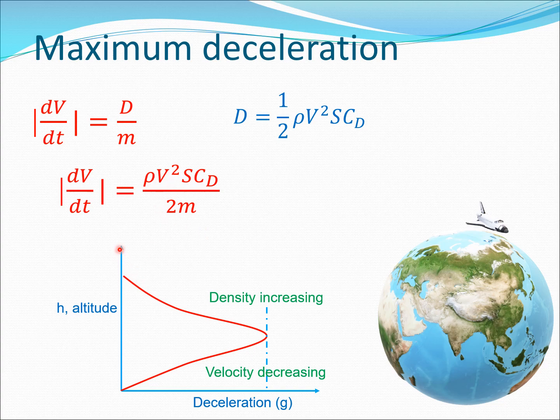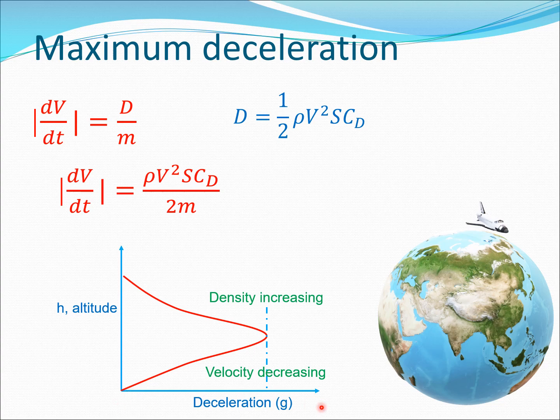So what happens is that when you first start entering the atmosphere, the density is completely zero, then the density starts increasing and the velocity is very high, so you are on this part of the curve, and then after some time the velocity actually starts decreasing substantially. So even though the density is going up, the dv by dt actually goes down.